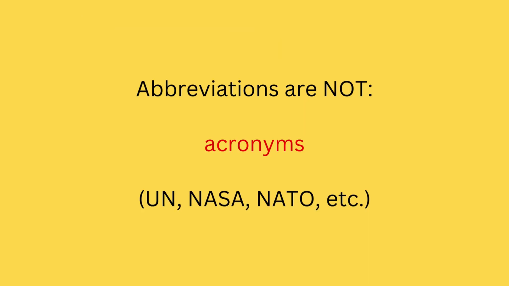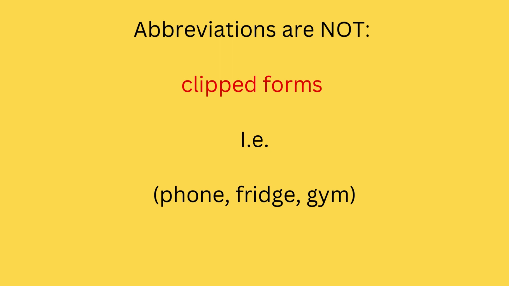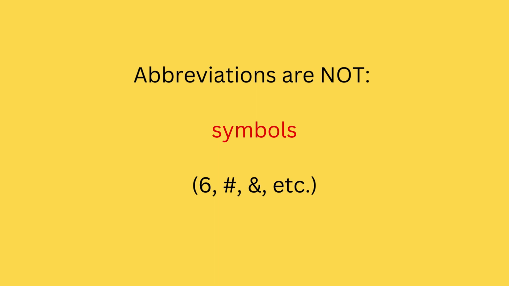What are abbreviations not? They are not acronyms. What is an acronym? Such as UN for United Nations, NASA for North American Space Administration, NATO for North Atlantic Treaty Organization, and so on. Abbreviations are also not clipped forms, such as phone from telephone, fridge from refrigerator, or gym from gymnasium. They are also not symbols, such as numbers, 6, or hashtag, or ampersand, and so on.